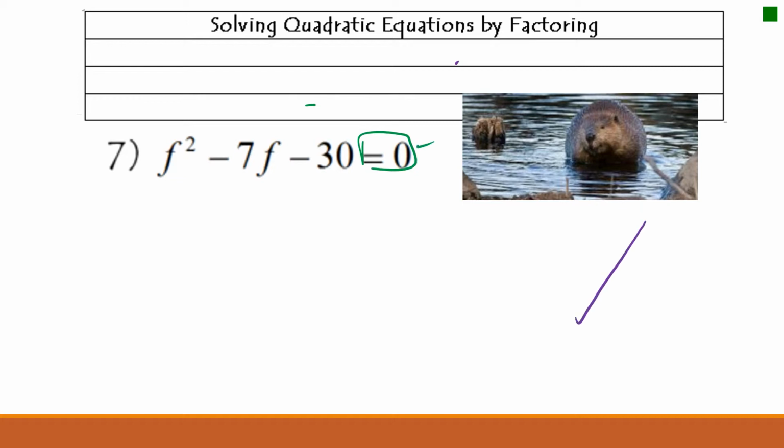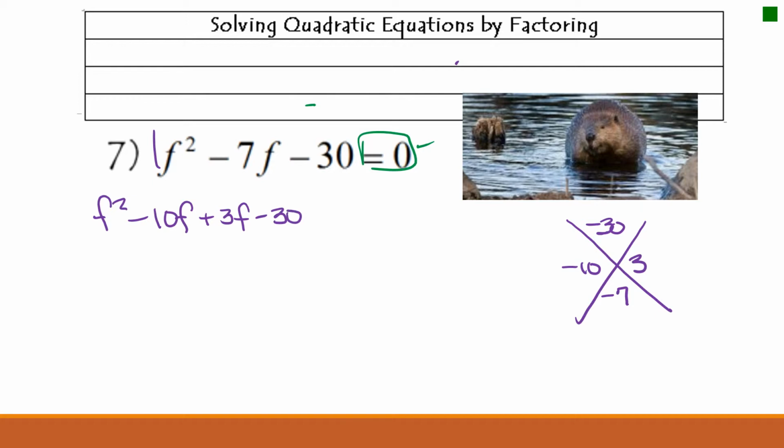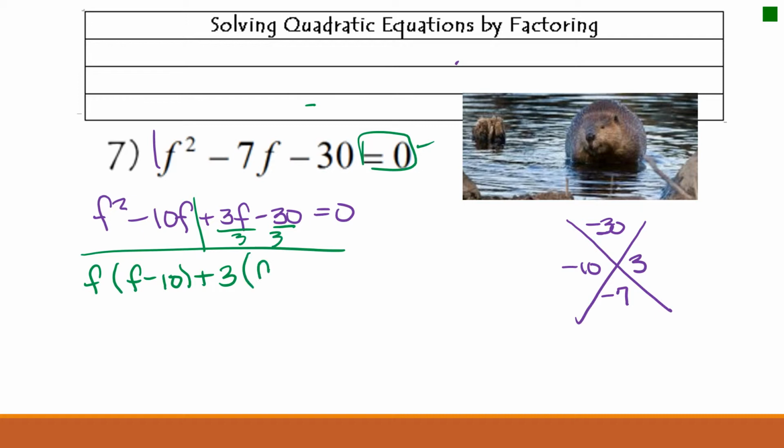This is a 3-term trinomial. 1 times negative 30 is negative 30. I'm looking for the factors of negative 30 that add up to negative 7. It's going to be negative 10 and 3. So f squared minus 10f plus 3f minus 30 equals 0. I'm going to go to grouping now, pull out an f minus 10. These have a positive 3 in common. Pull out the 3, f minus 10, it still equals 0. And I'm going to pull it all back together. F minus 10 is my common factor with f plus 3 as my leftovers.